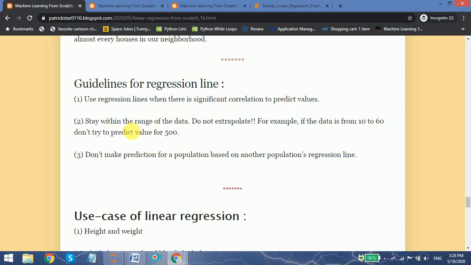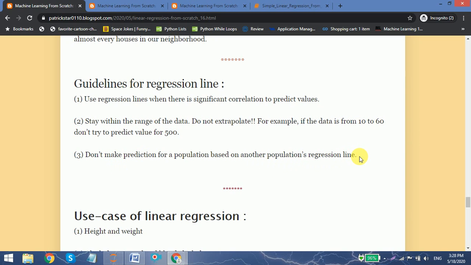Second, stay within the range of the data. Do not extrapolate. For example, if the data is from 10 to 60, then do not try to predict the value of 500. That is pretty simple, I think. And third, don't make predictions for a population based on another population's regression line. That is pretty simple, I think.